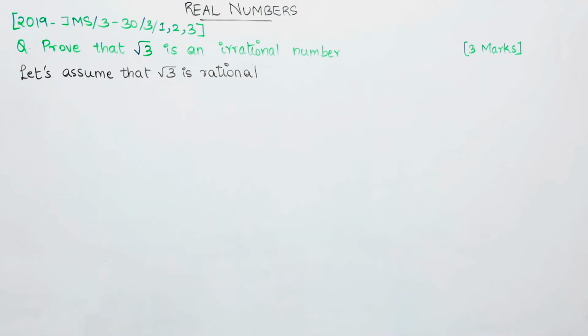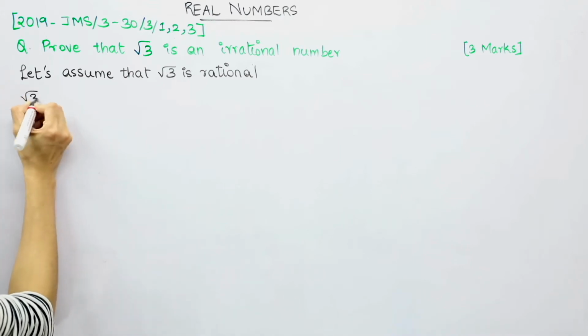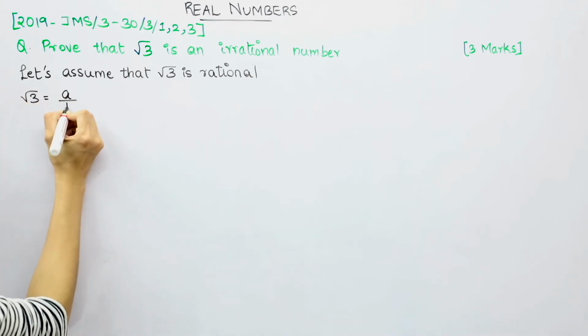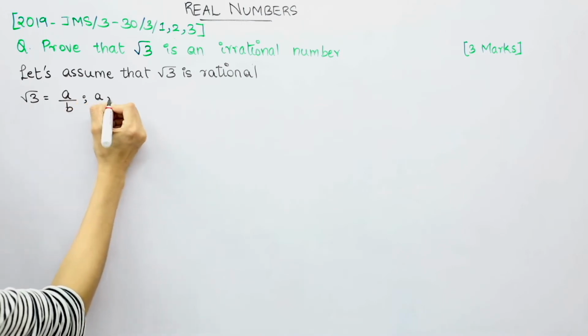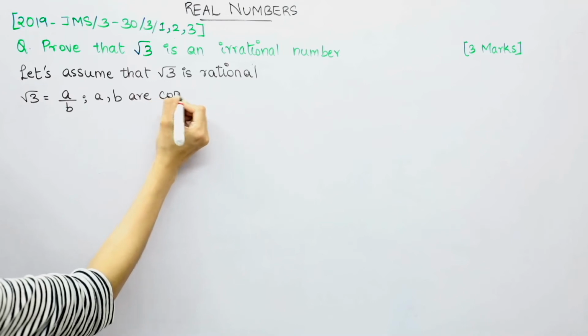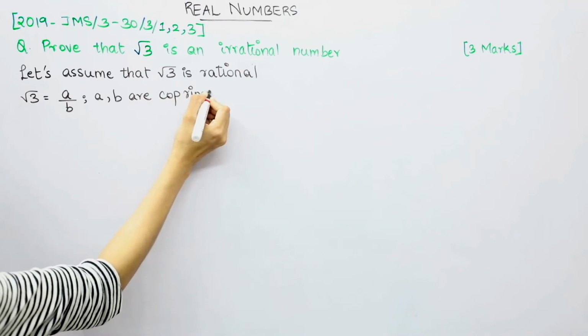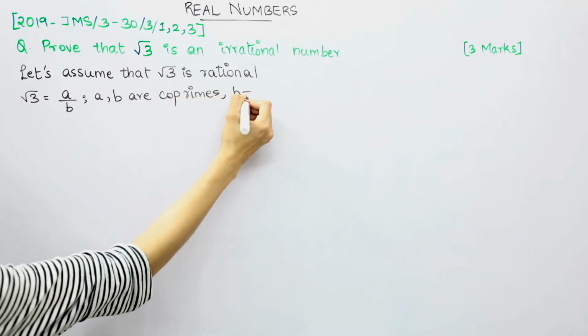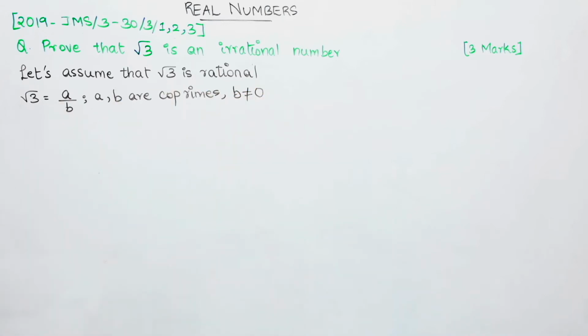All rational numbers can be expressed in the form p by q, where p and q are integers and q not equal to 0. When p and q are reduced to their simplest form without any common factors, it becomes a fraction of coprimes. So let's express root 3 as a fraction of coprimes, a by b, where a and b are coprimes and b not equal to 0.